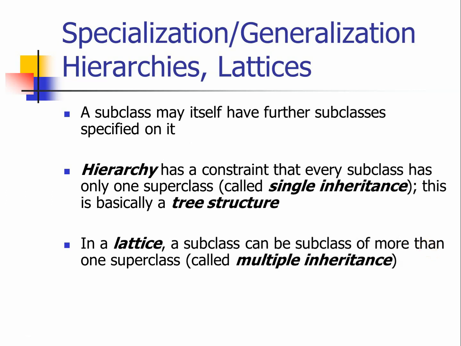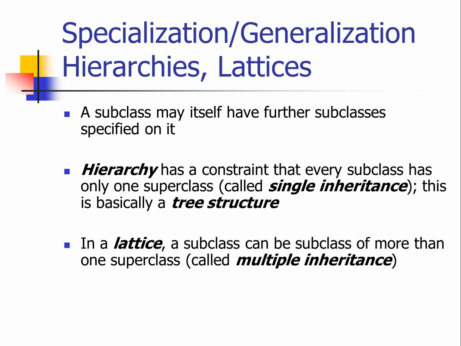Finally, we look into one last concept regarding the superclass and subclass. A subclass may itself have further subclasses specified on it. So a subclass can have more subclasses. And therefore, we look into a tree structure or a lattice structure. So hierarchy. Hierarchy has a constraint that every subclass has only one superclass. If you still remember the data structure class, this is the tree structure. So there's only one path from the root node to every single leaf node.